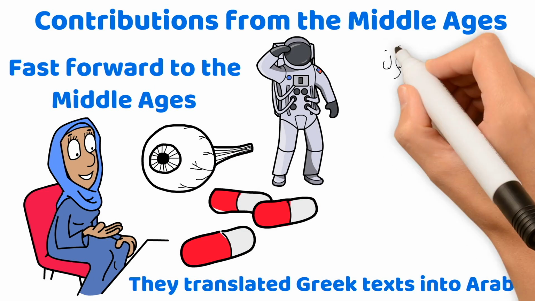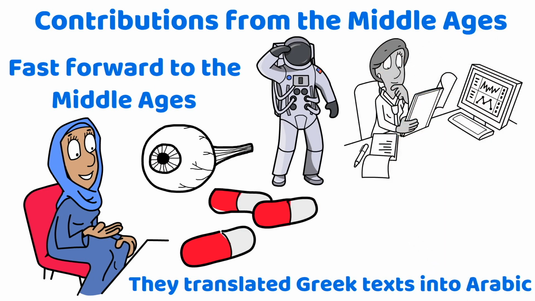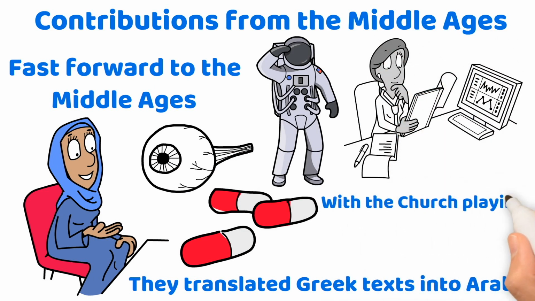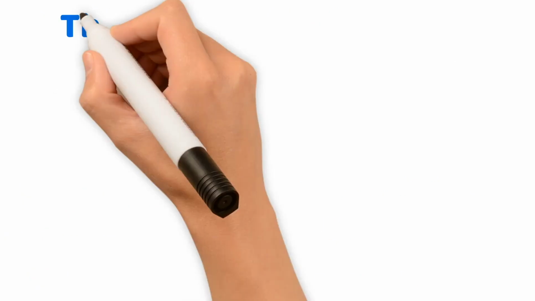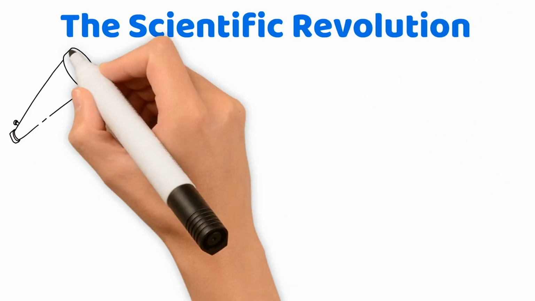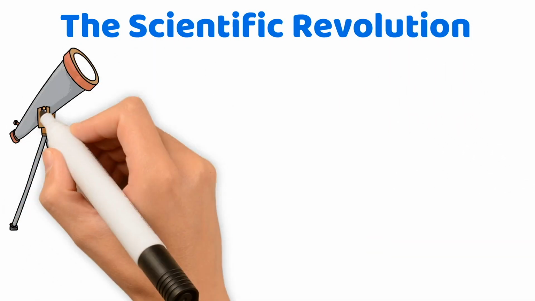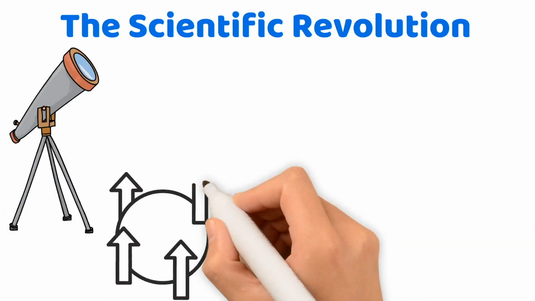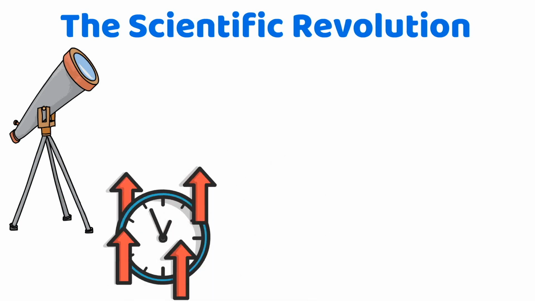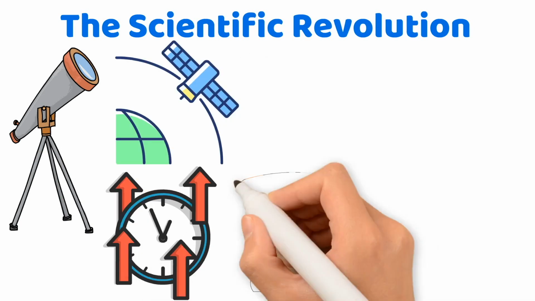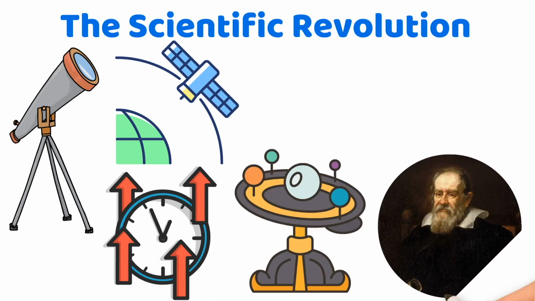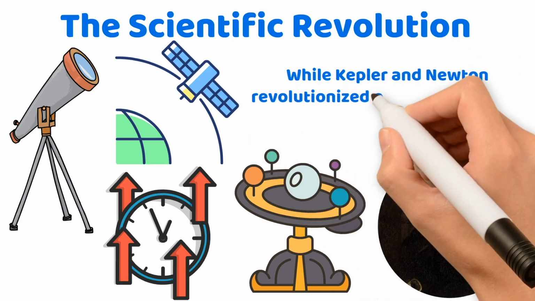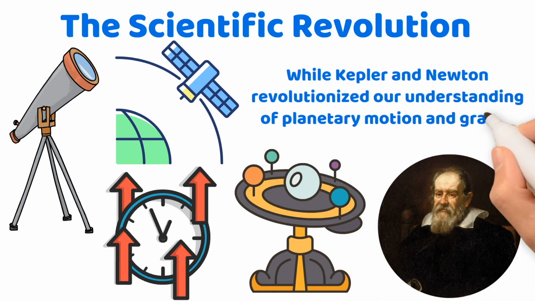In Europe, the intertwining of science and religion shaped the scientific landscape, with the Church playing a pivotal role in guiding scientific inquiry. The tides of change. The scientific revolution. The 17th century brought about the scientific revolution, a period of profound change and discovery. This era challenged the geocentric view of the universe with Copernicus's heliocentric model. Figures like Galileo supported this with telescopic observations, while Kepler and Newton revolutionized our understanding of planetary motion and gravity.